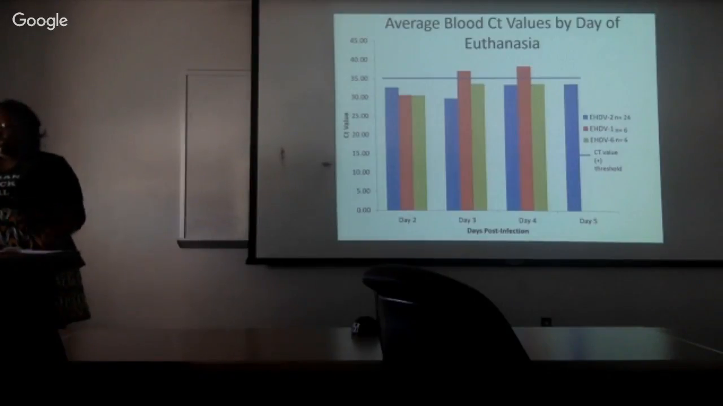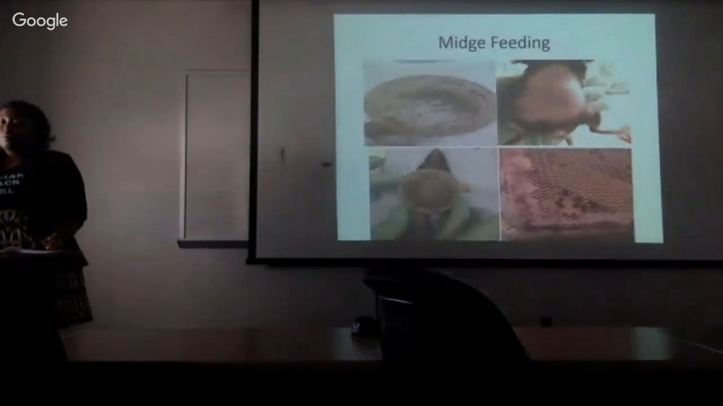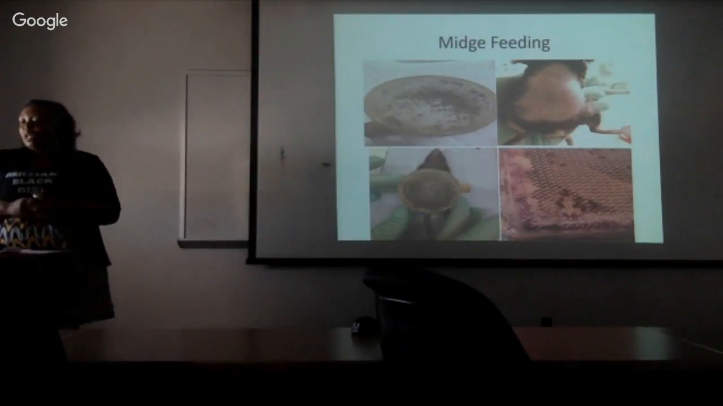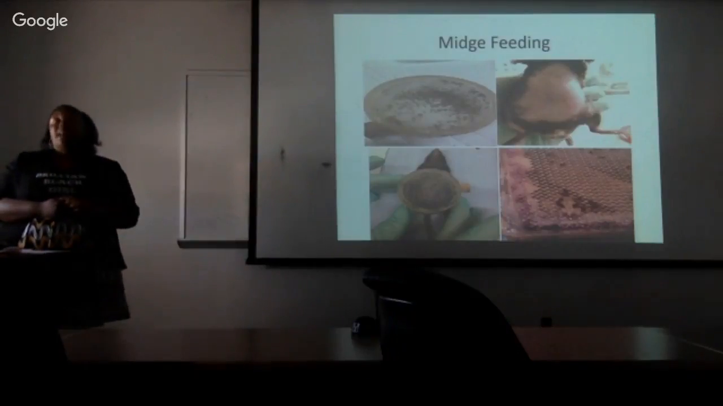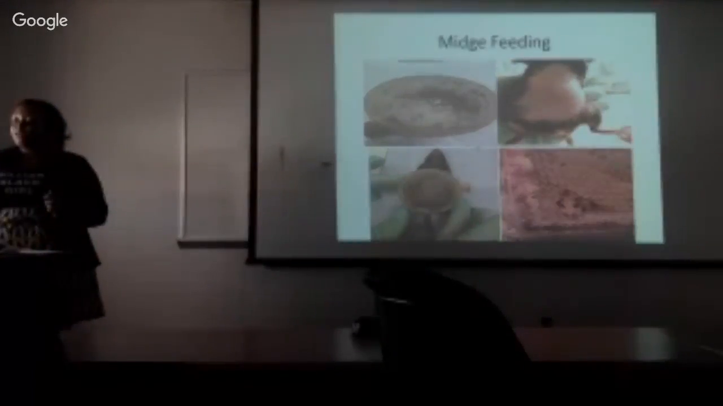And so we used that to inform our process for vector feeding for the next objective, which is: if a viremia is produced, then we would determine whether infected mice could be used to infect Culicoides. And so we took these really great feeding cages that I got from Mark, and we took 1-day-old Culicoides sonorensis lab-raised midges that we got from a USDA ARS, and we shaved the belly of the mice that we were using to make sure that we could get contact between the midges and the stomach.